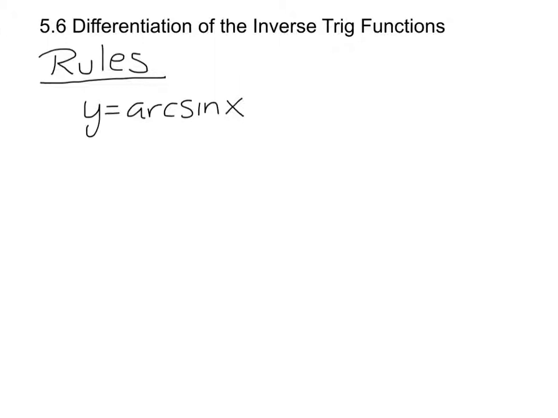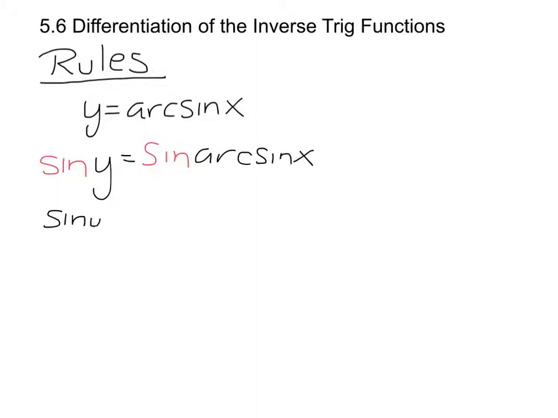So in this case, if I want the derivative of arcsine of x, so I want y prime here, well, I could take advantage of the fact that I know the derivative of sine, and so I can essentially just sine both sides of this equation, and so I get sine of y equals sine of arcsine of x. And what's nice now is on the left side we get sine of y, and on the right side, since I'm composing sine with arcsine, they cancel each other out, and I'm left with x.